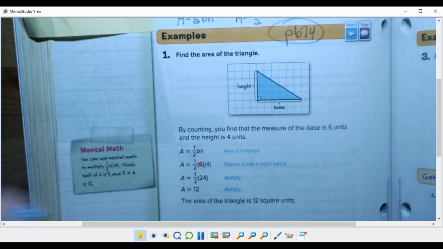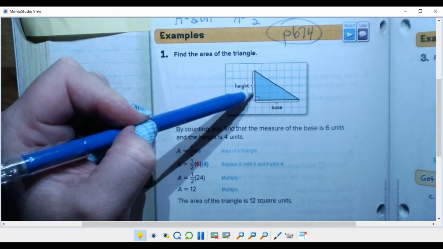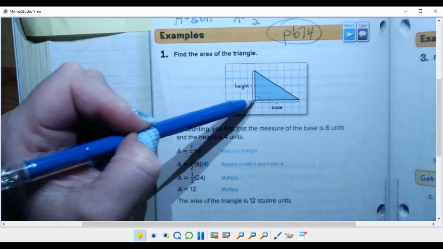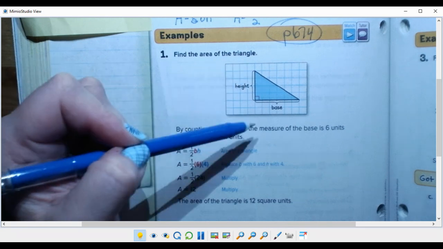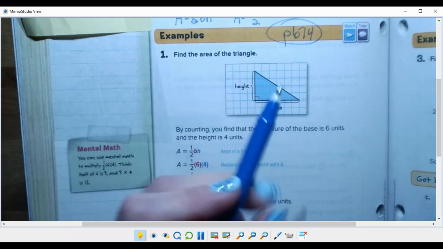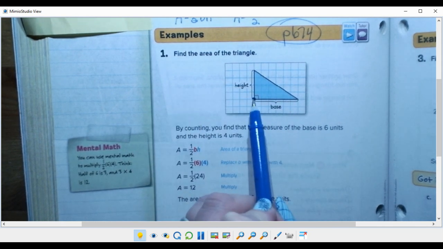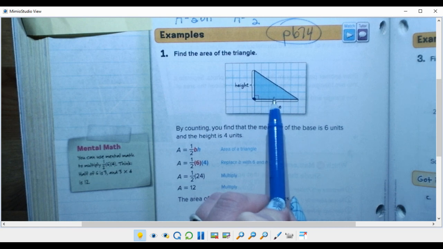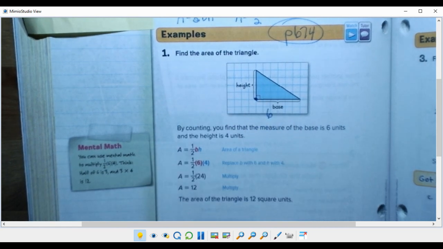If I look at this example, the height here is part of the triangle. It's one of the sides. And the base is the one on the bottom that it sits on. They are perpendicular. We're not given any measurements for this, but we are given a grid. So we're going to have to use that grid to count. Start at one of the corners. That's my 0. So the first line is 1, 2, 3, 4, 5, 6. The base here is 6 units.